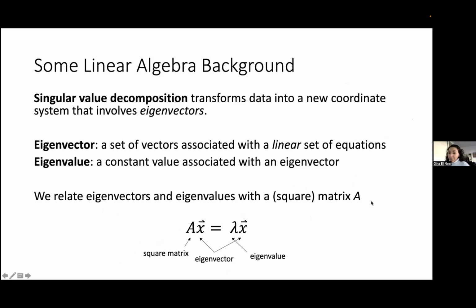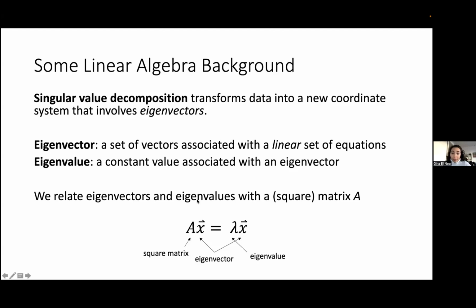So just a little bit of lineage background. SVD is something that is typically taught in an introduction to linear algebra course, but many of you may not have taken it. So just some background. Singular value decomposition is the transformation of data into a new coordinate system, and that involves eigenvectors and eigenvalues. An eigenvector is just a set of vectors associated with a linear set of equations. And so an eigenvalue relates those eigenvectors with each other using a constant value. So it's just an integer essentially, or just a numerical value.